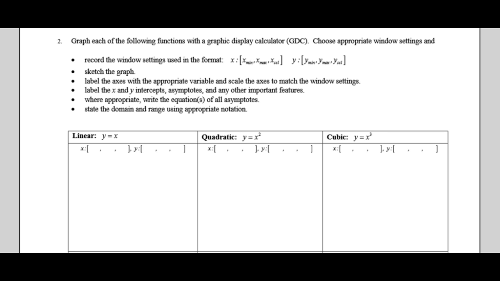They use x colon, then x min, x max, and x scale, right? Which is just running down the window of the calculator if you have a TI. And then same for the y. Okay, so we're going to record the window settings, sketch the graph, label the axes with appropriate variables, and scale the axes to match the window settings. Label the x and y intercepts, the asymptotes, and any other important features. Where appropriate, write the equation or equations of all asymptotes. Anybody know what an asymptote is? Okay, we'll get there. And state the domain and range using appropriate notation.